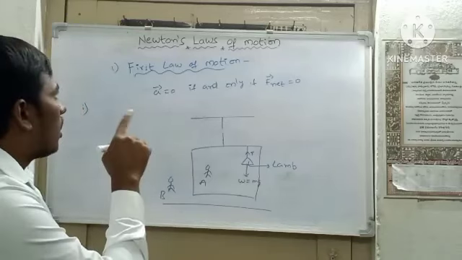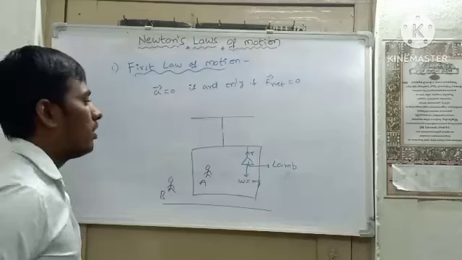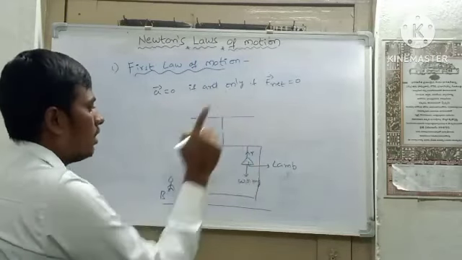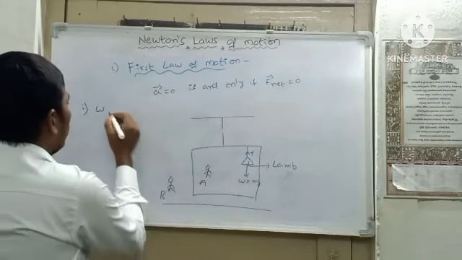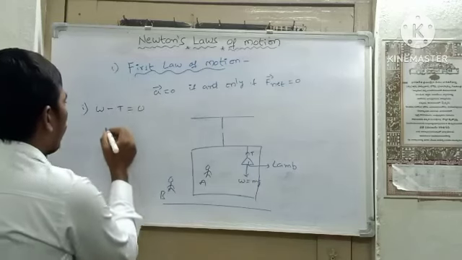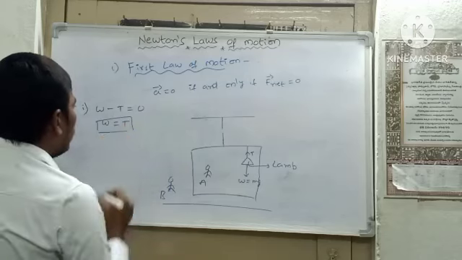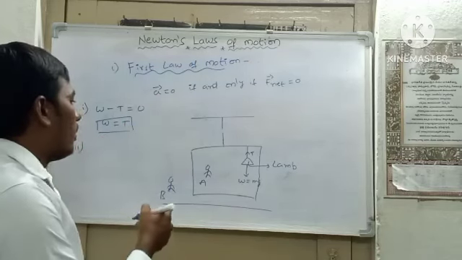So according to Newton's first law, the sum of the forces acting on the particle is equal to 0. So weight is downward and tension is upward. So weight minus tension T equal to 0. So weight equals tension. So what is the second case?